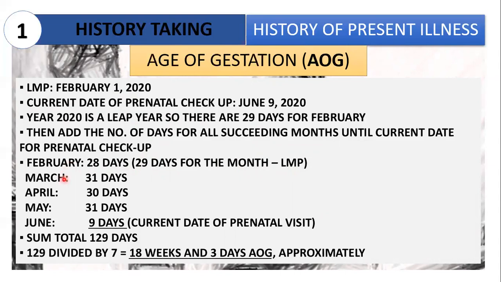And if you remember, March was on the bony part of our knuckle, so it has 31. Then April on the depressed part of our knuckle, so 30. May on the bony, 31. And today, the date is 9, so 9 days for June. So we add all this up, and that would total 129 days. Then we divide it by 7, so we get 18 weeks, and the remainder would be 3 days. So the age of gestation is approximately 18 weeks and 3 days.